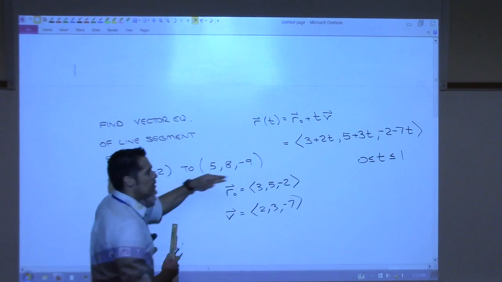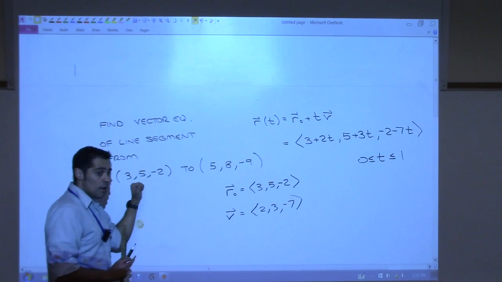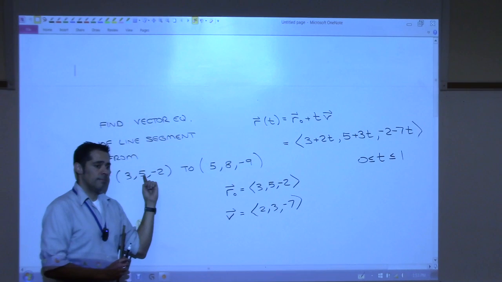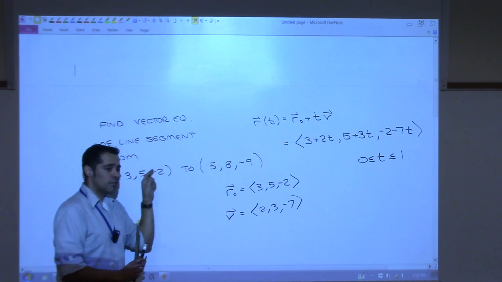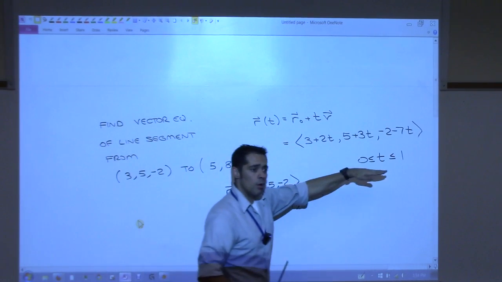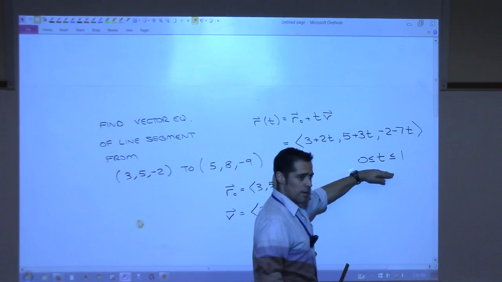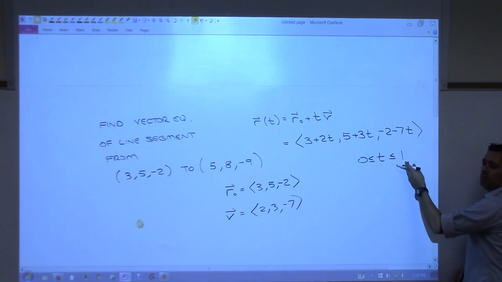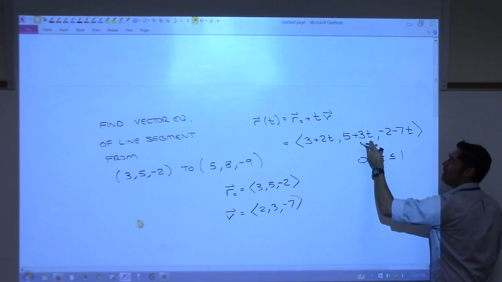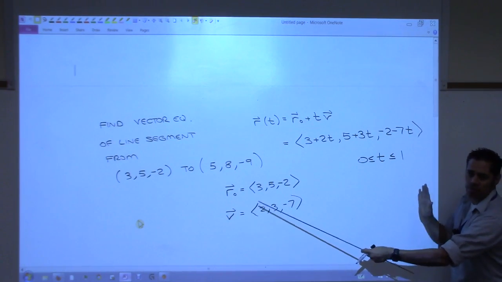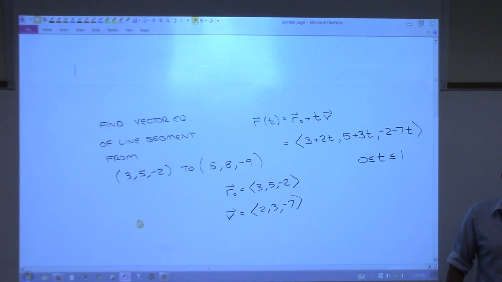If you've got 2 points you're trying to connect, from one point to the other, you have to let the first point be R0. You have to let V be the vector from here to here. If you do it that way, your restriction will always be from 0 to 1. All right? So if I let t be 1, I'm going to be at 5, 8, -9. That puts me here. Any number in between is going to be somewhere in between those 2 points on a straight line, and we're good. Understand? Good? Okay.